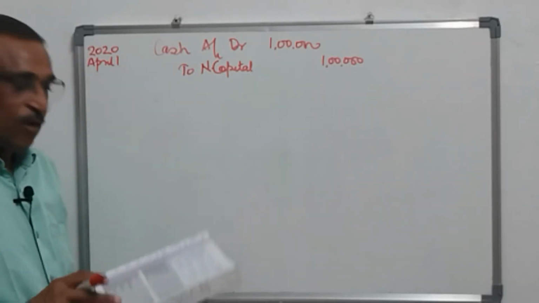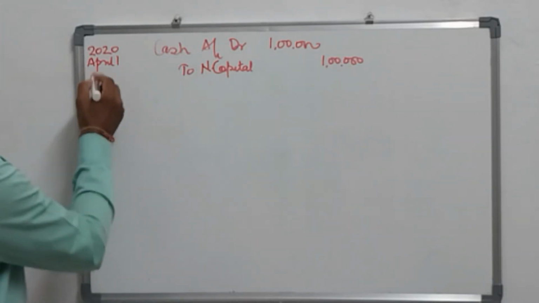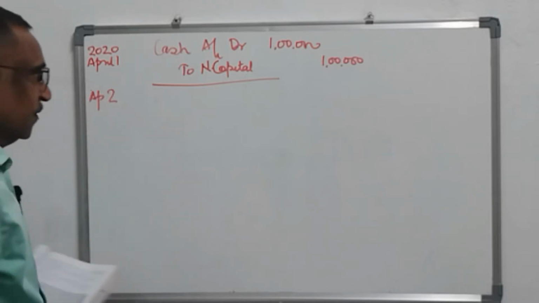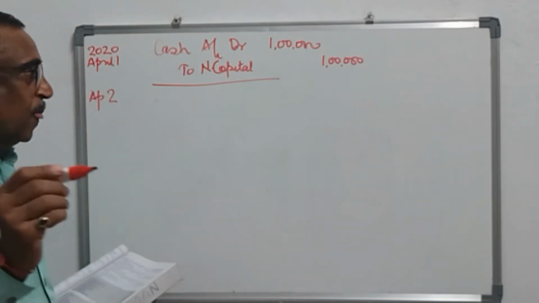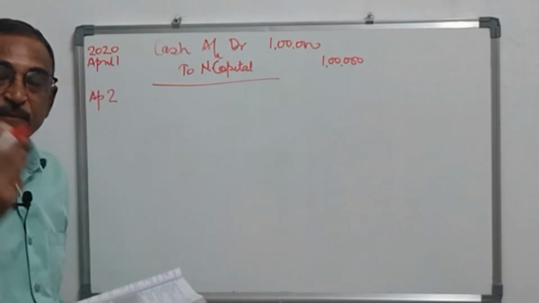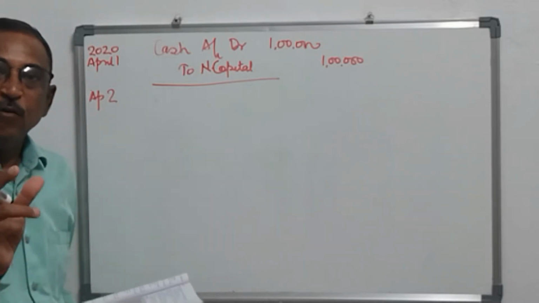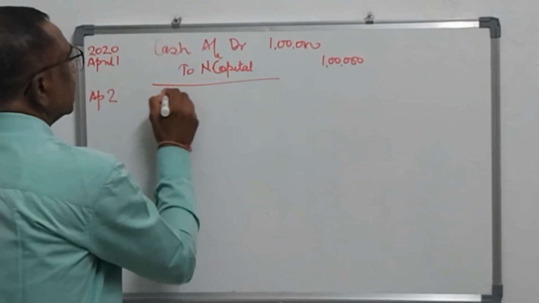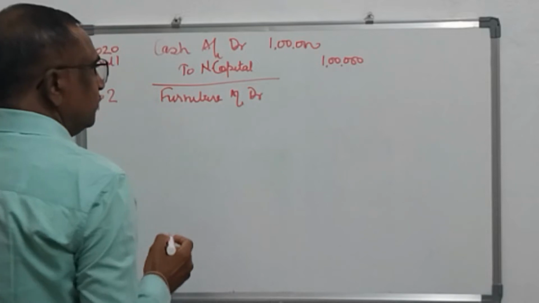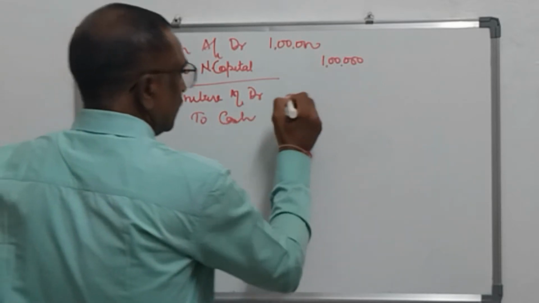Okay. So we move on to April 2. Purchased office furniture in cash 5,000. April 2. Purchased furniture for cash. So your business is getting furniture by paying cash. So cash and furniture, two accounts involved, and both these accounts are real accounts. The rule is, what comes in is debited. So you are getting furniture. Furniture account DR to cash 5,000.